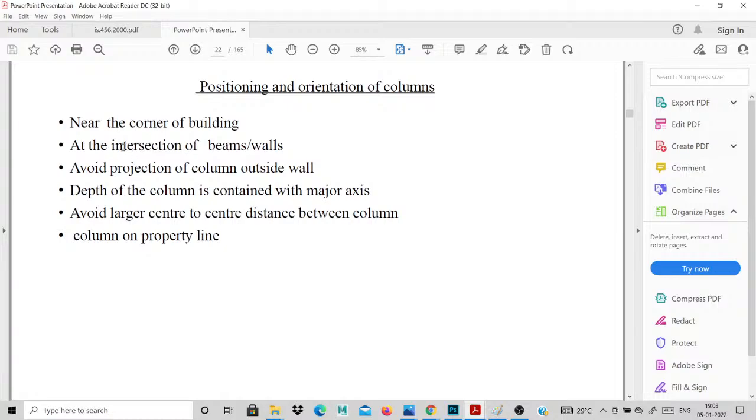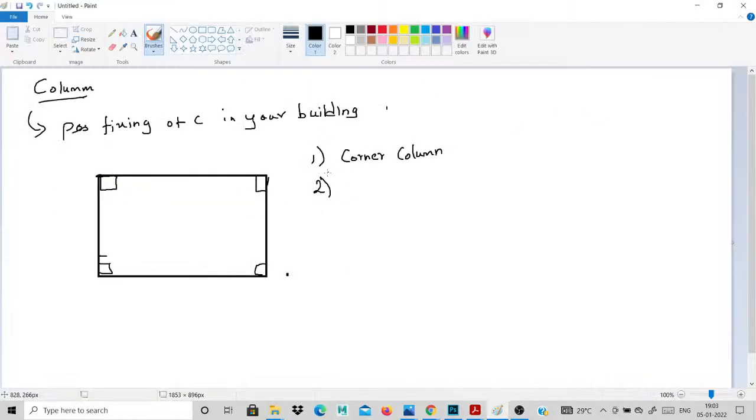The next, second point, is the intersection of the beams and columns. This is our plan. The beams will intersect, so I provide a column at this area. This is the intersection point of the beam and column. This is a beam by wall. Any place where the beam or wall intersects, we provide a column there. This is where our beams meet, so I provided the column for this area.